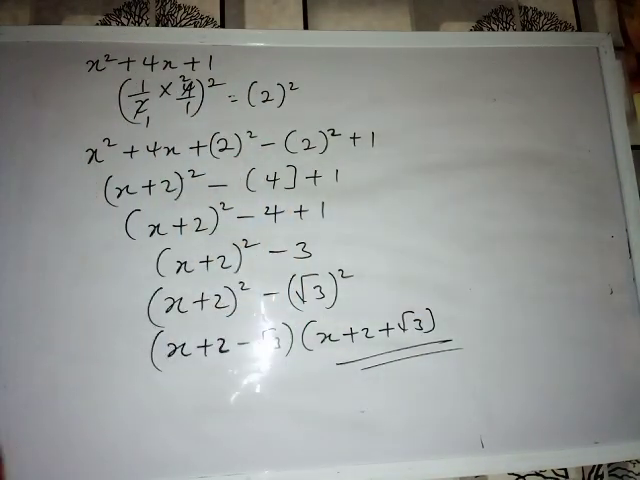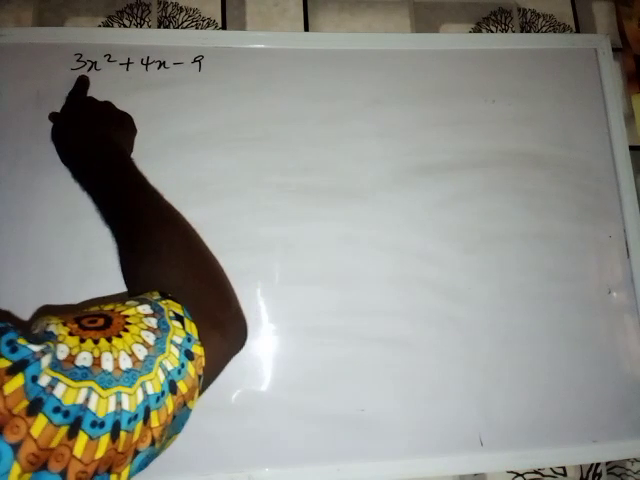Now let's have another one. This is another one, 3x squared plus 4x minus 9. How do we factorize this? Now this time around, you see that the coefficient of x squared is 3. So the first thing you need to do is make this coefficient 1. So how do you go about that?